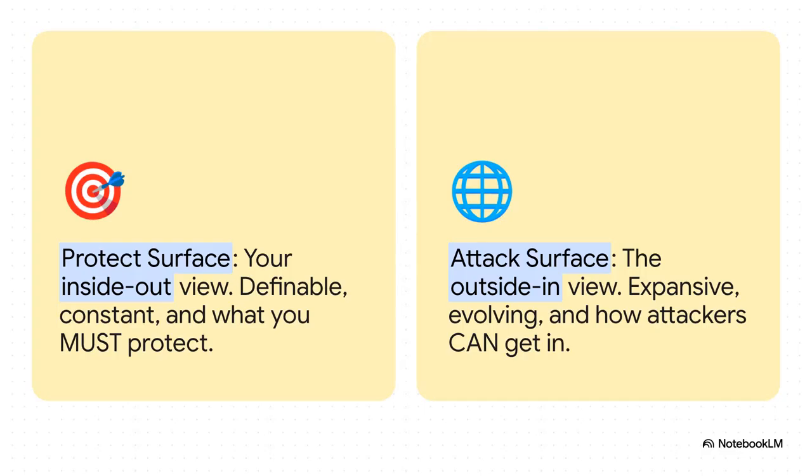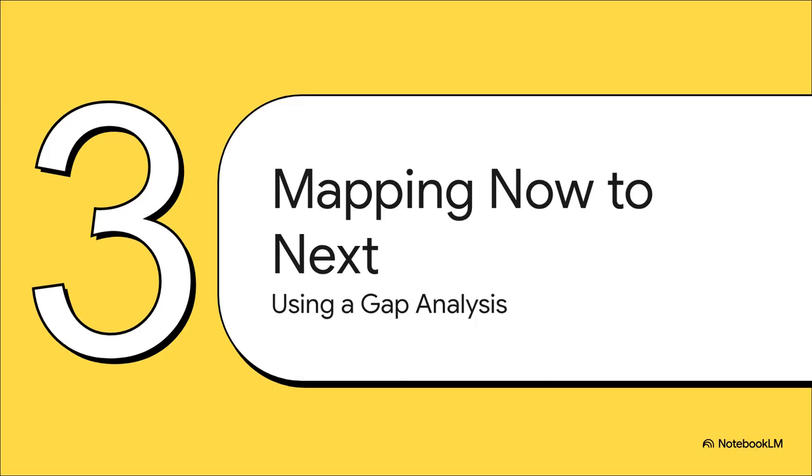And seeing them side by side like this, it just clicks. Your protect surface is small, definable, and doesn't change that often. Your attack surface? It's massive, it's complex, and it's growing every single day. The entire premise of Zero Trust is that it's way more effective to shrink and defend the protect surface than it is to try and secure the ever-expanding attack surface. It's a game changer. Okay, so you've identified what you need to protect.